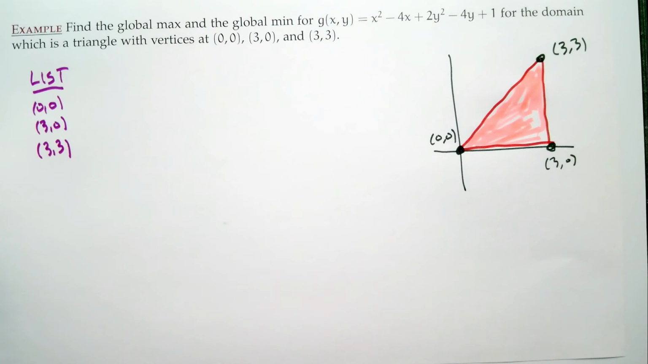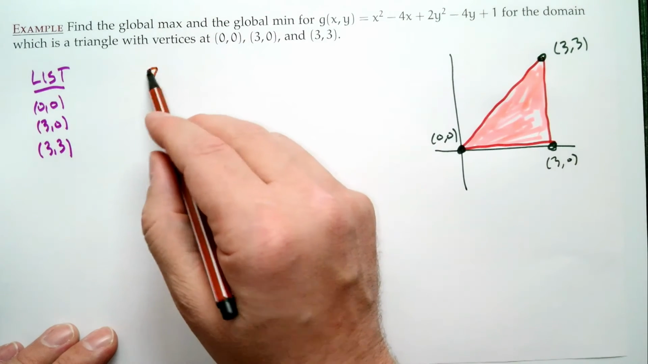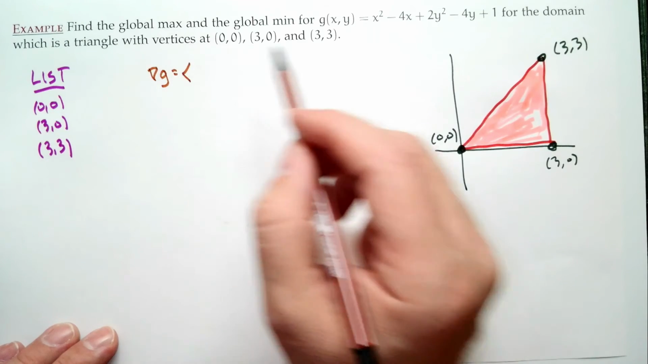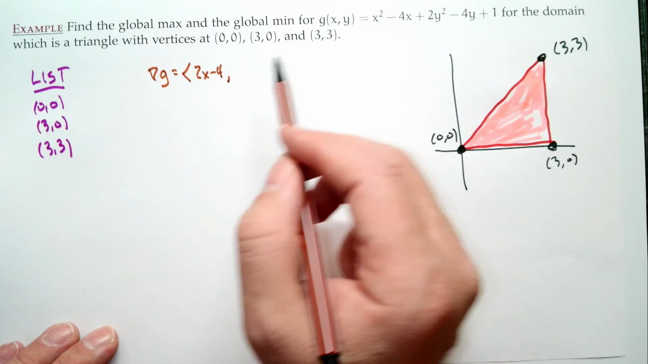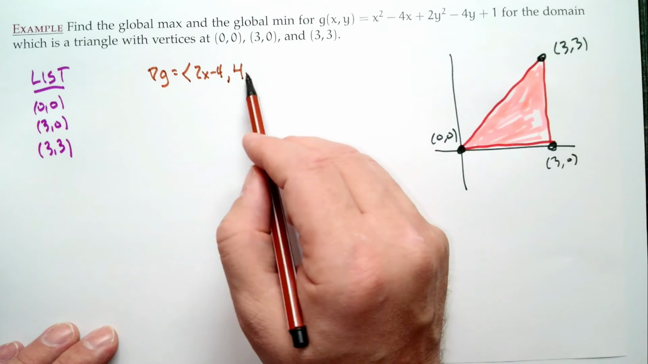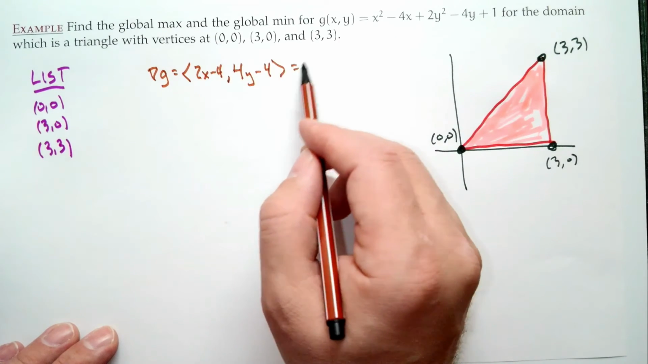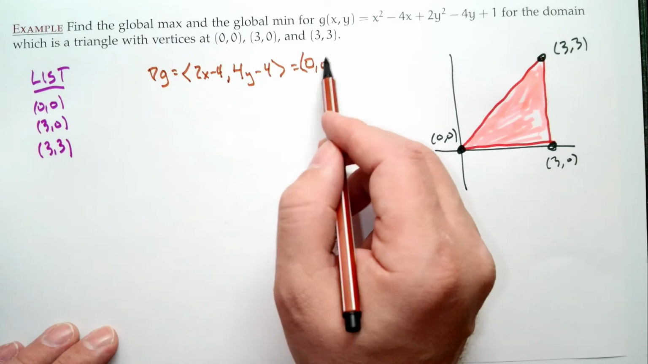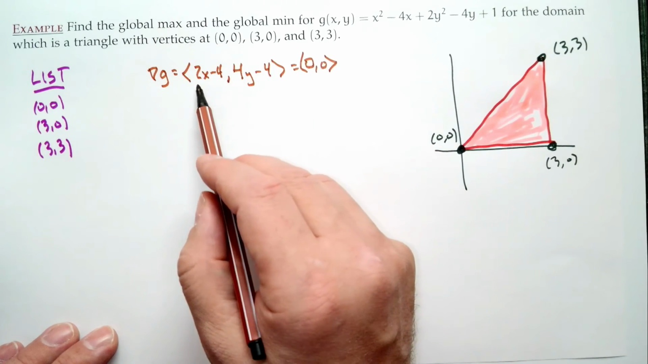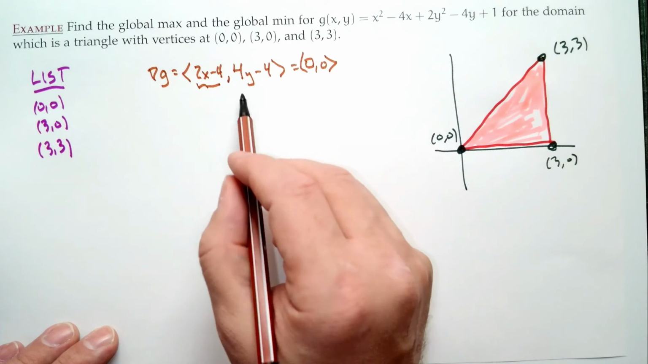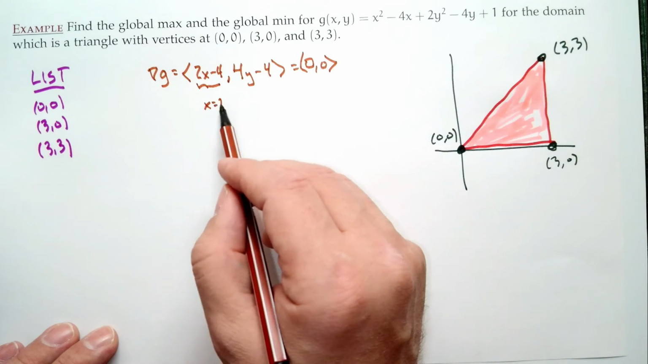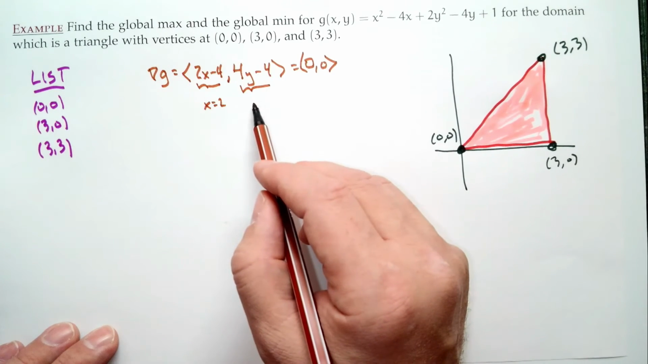Check on the inside. So what do we do to check on the inside? Take the gradient. So what is our gradient of g? Well, 2x minus 4, and then 4y minus 4. And we're going to set that equal to 0, which really means it's a 0 vector. Well, this one is probably a little bit easier to solve. When does 2x minus 4 equal 0? x equals 2. When does 4y minus 4 equal 0?